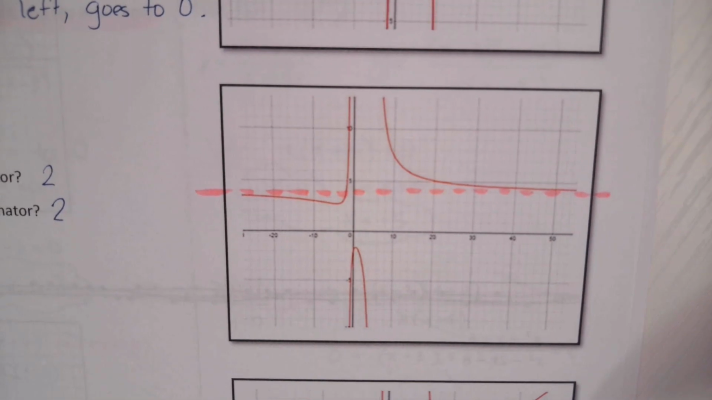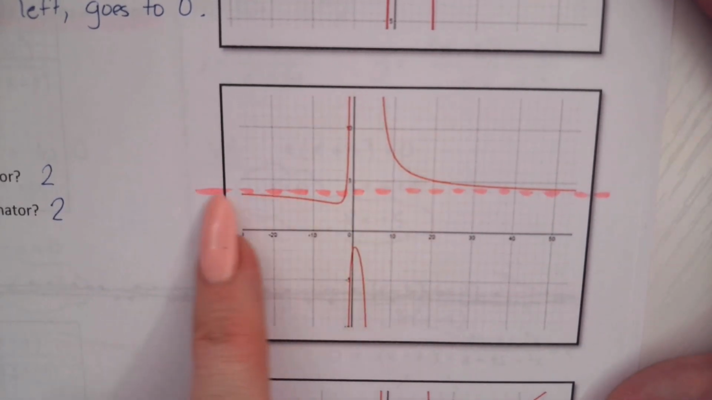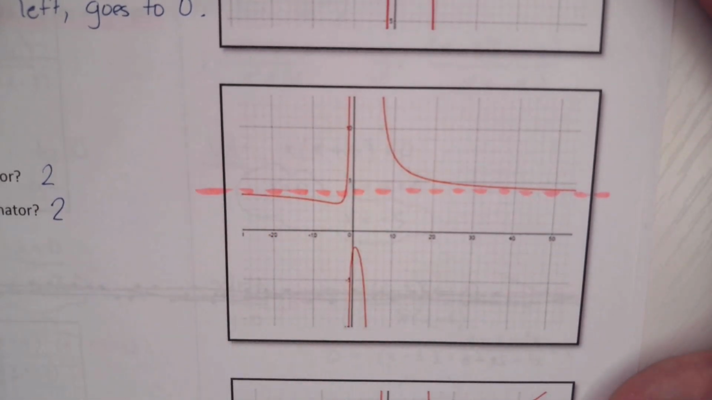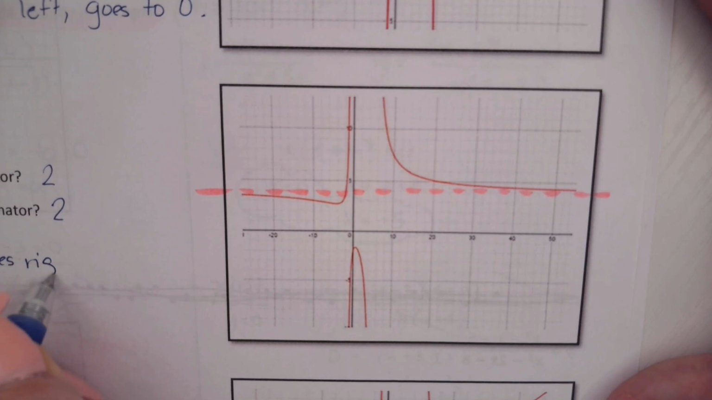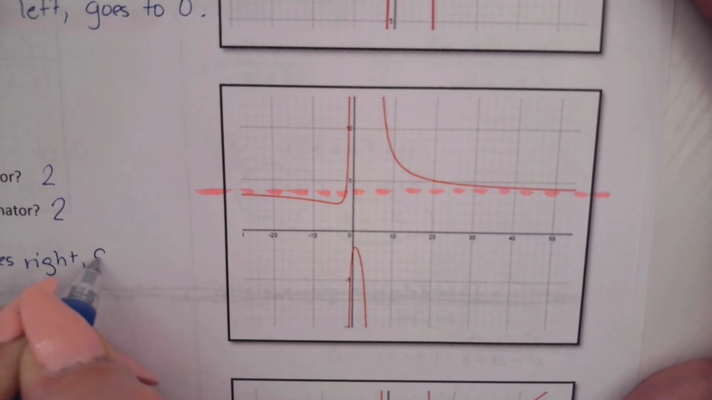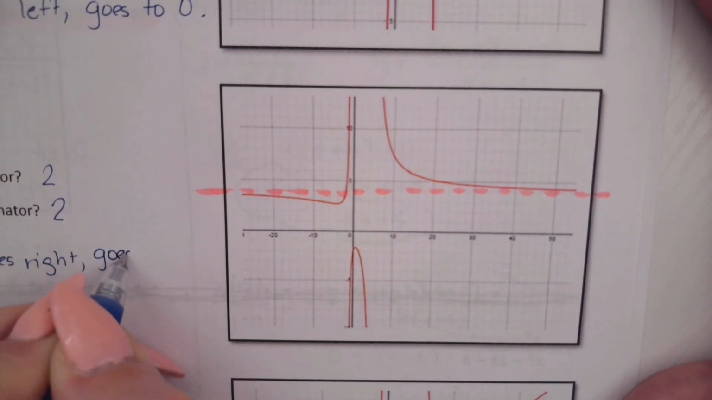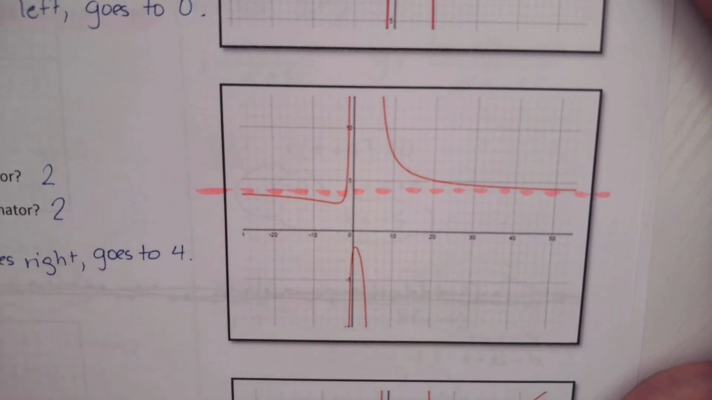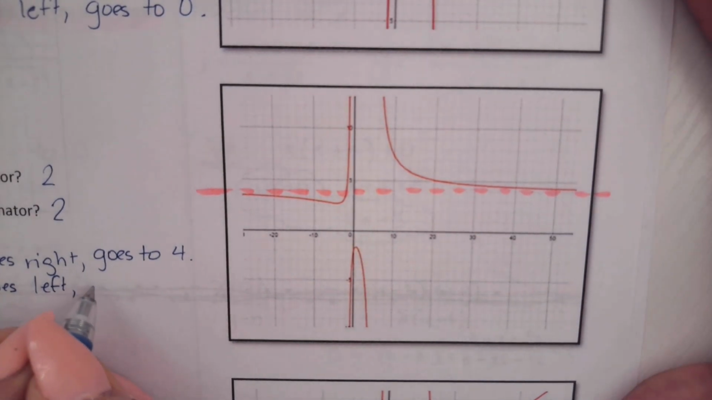Oh, so it went below, but it's still heading to 4? Yes, as it goes left, it's still going to that 4. Oh, okay. So it's as long as it's headed towards that. As it goes right, it's going towards 4. As it goes left, it goes towards 4. I hate writing the end behavior like this. I love a good technical end behavior.